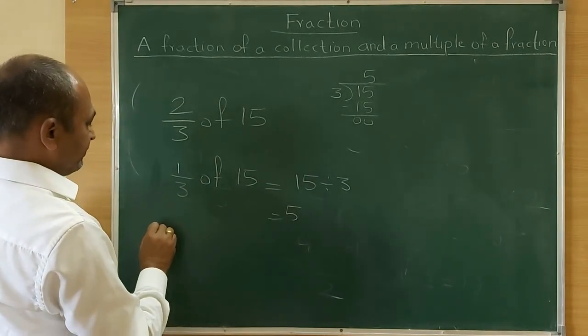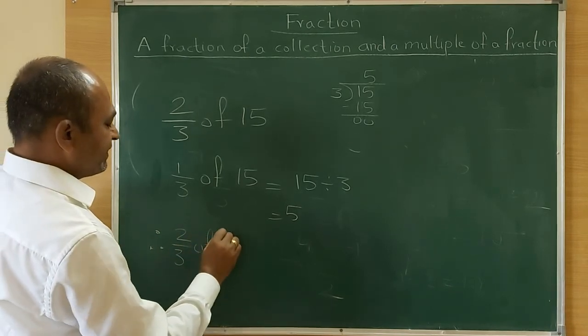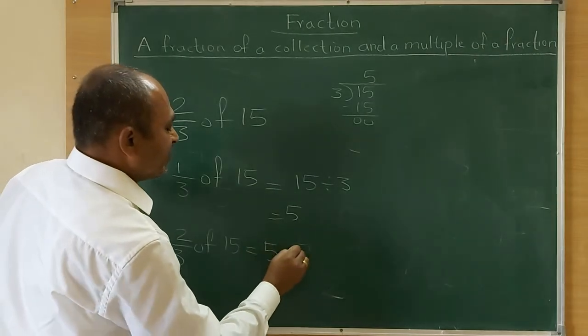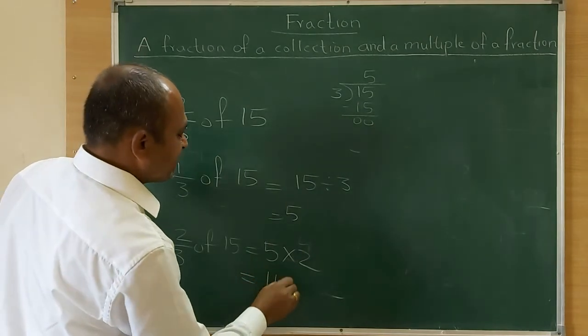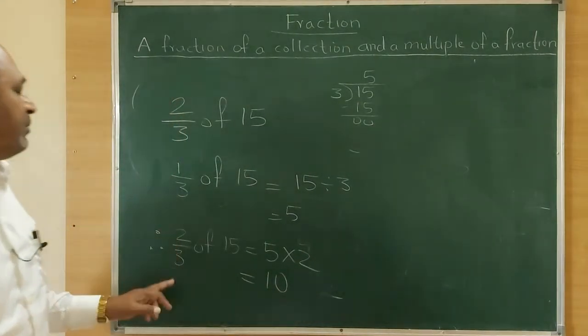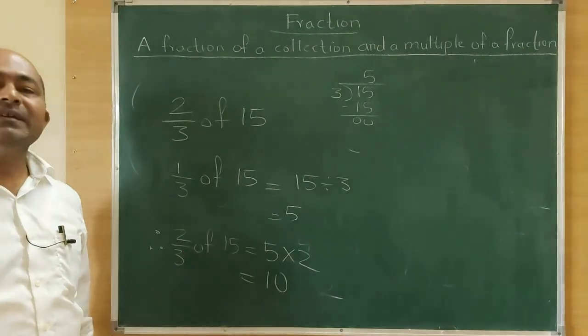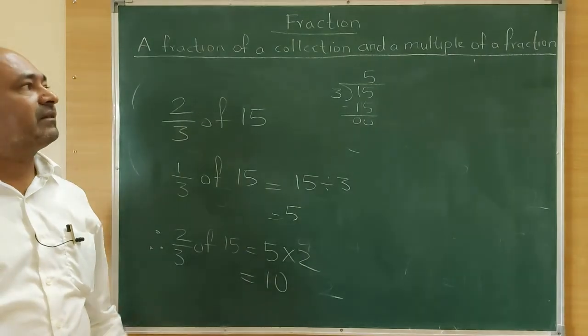Therefore, 2 upon 3 of 15 is equal to 5 multiplied by 2, means 2 times we have to take, and that is 10. 2 upon 3 of 15 is 10. So in this way you can find out a fraction of a collection.